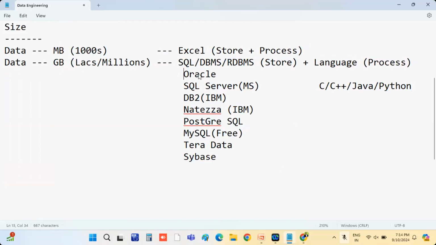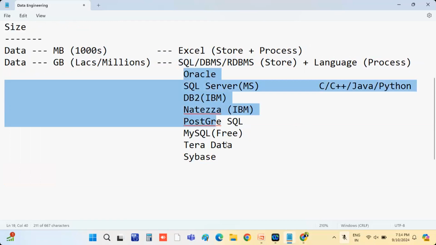Like that, you can go to Oracle and store the data. You can go to SQL Server and store the data. You can use DB2, Database 2000, and store the data. When you have a large amount of data, you should use what is called an RDBMS, or SQL. SQL means Structured Query Language, and these are the tools to store a large amount of data.